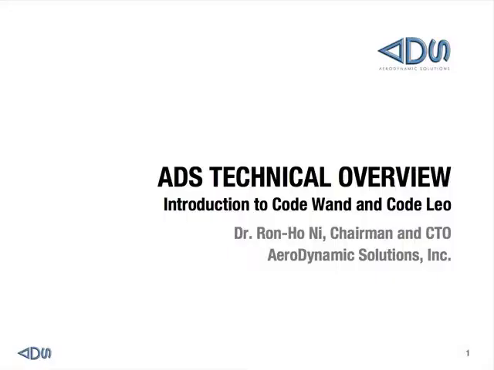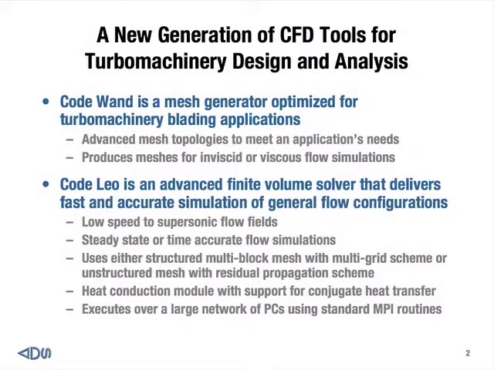I will take this opportunity to give you a description of the fundamental CFD software we developed. There are two major codes we're developing. One is called Code 1, the other one is called Code Leo. All right, so what you're going to see in the next chart is what Code 1 is and what Leo is.